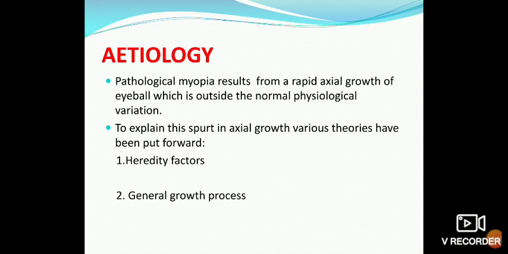And to explain this spurt in the axial growth, various theories have been put forth, such as hereditary factors or the genetic factors, and another theory is the general growth process theory. Okay, the factors affecting the general growth process will also affect the growth of the eyeball. These are the two theories that have been put forth.